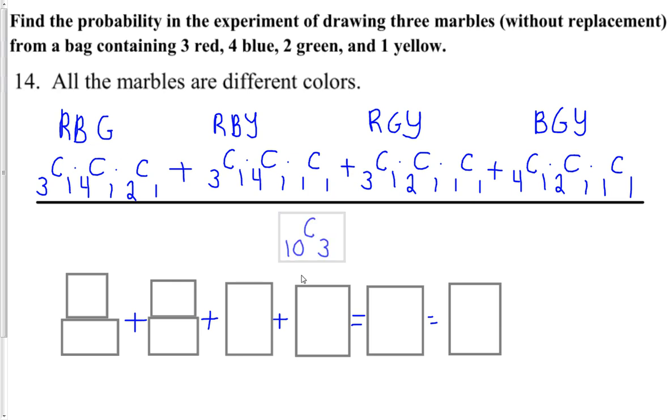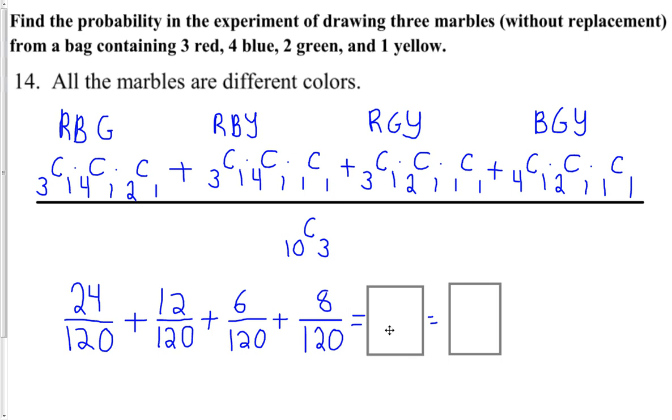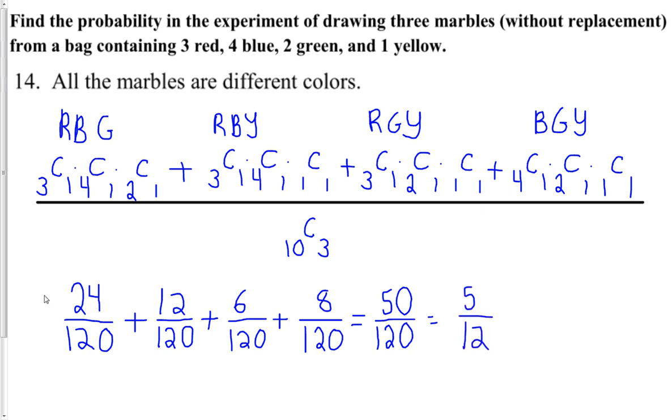And then the bottom is 10 choose 3. And so totaling these up, we've got 24, 12, 6, 8 for these, right? 3 times 4 times 2, 3 times 4, 3 times 2, and so on. 50 over 120 gives us a total of 5/12 probability.